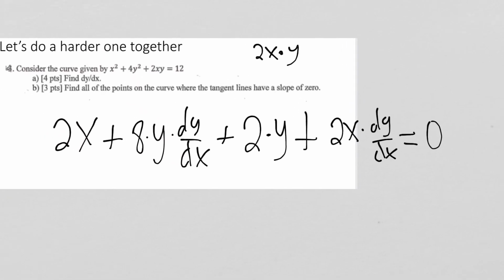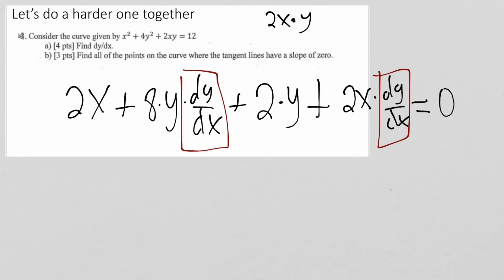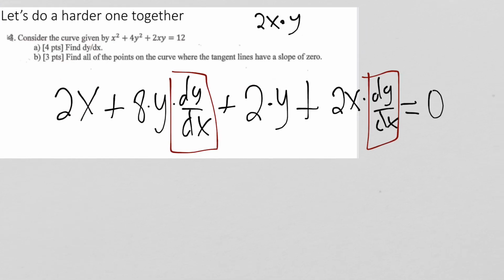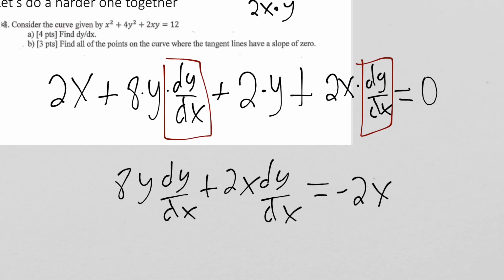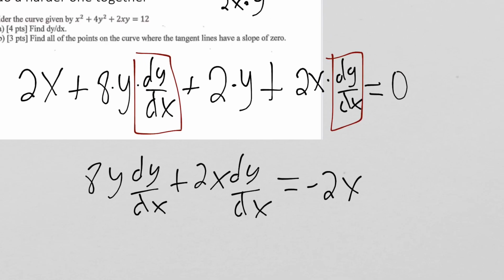So we're still going to try to isolate for dy dx, but you notice that there's a dy dx right here, and there's a dy dx right here. So how do we isolate? Well, let's first just get rid of anything that doesn't have dy dx attached to it. So we can say we have 8y dy dx plus 2x dy dx equals, we're going to subtract 2x to the other side, so now we have a minus 2x, and then we are going to subtract our 2y to the other side as well. So we have a minus 2y.